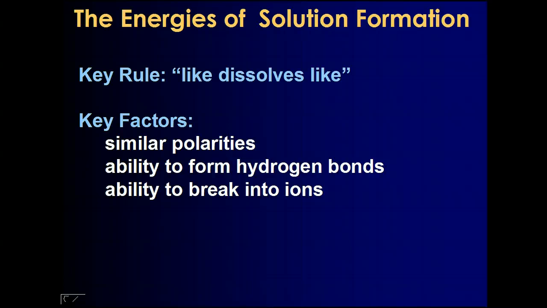If you do have similar polarities, you're more likely to find substances that have similar intermolecular forces that can hydrogen bond. You're also more likely to find substances that can form ions. And the more similar the substances are with one another, the greater the likelihood that they will be able to form a solution more readily.